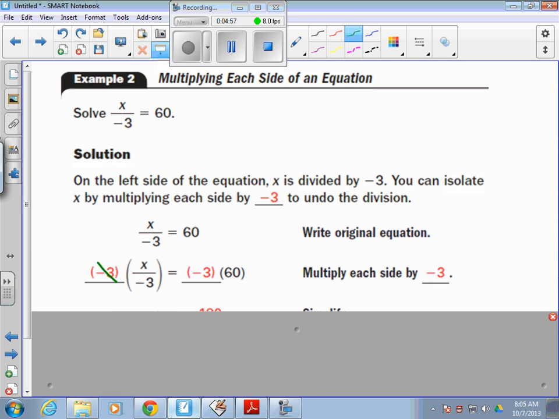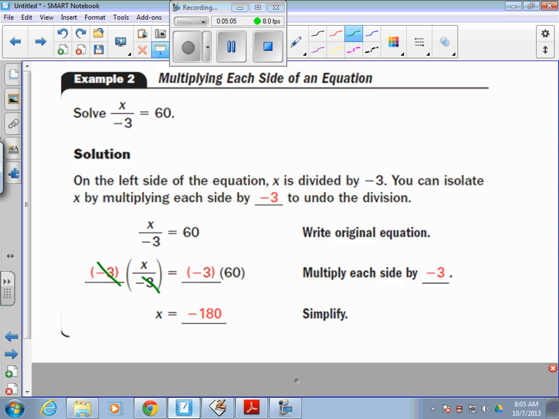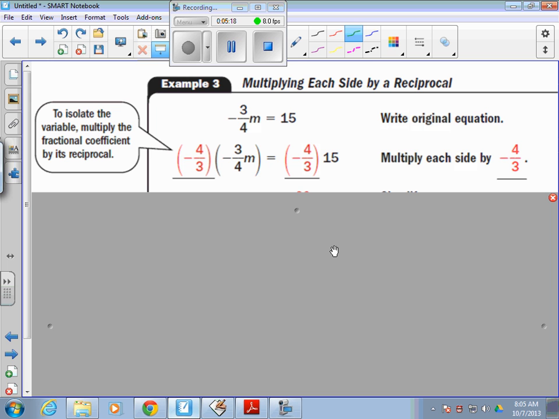These two will cancel out on the left. And 60 times negative 3, we know 6 times 3 is 18. Just add a 0 at the end. And then a negative times a positive is a negative 180. So x equals negative 180. So again, cancel out multiplication by dividing. And example number 2, cancel out division by multiplying.